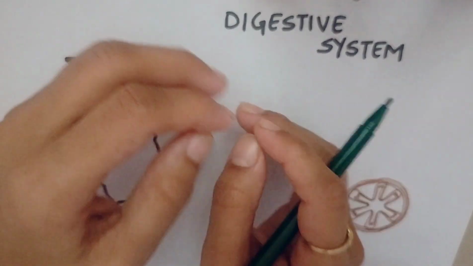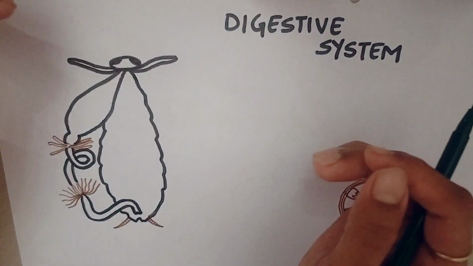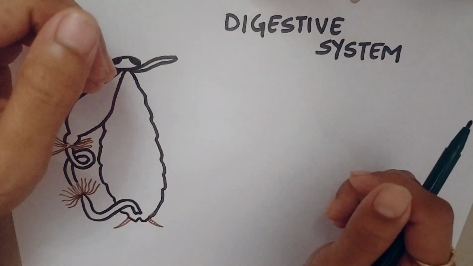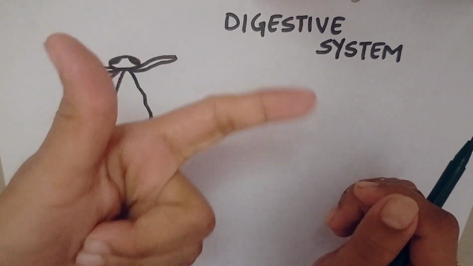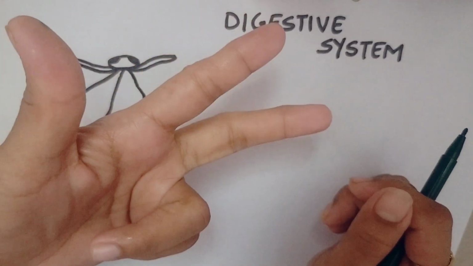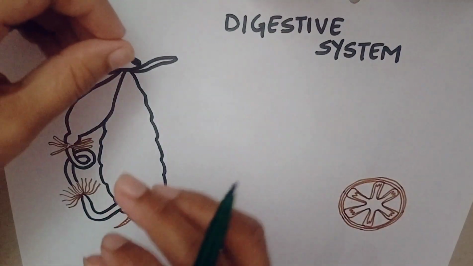Hello students. In this video we are going to learn about the digestive system of the cockroach. The digestive system of the cockroach consists of three things: the mouth parts, the alimentary canal and the salivary glands. The alimentary canal of the cockroach is a long tube.